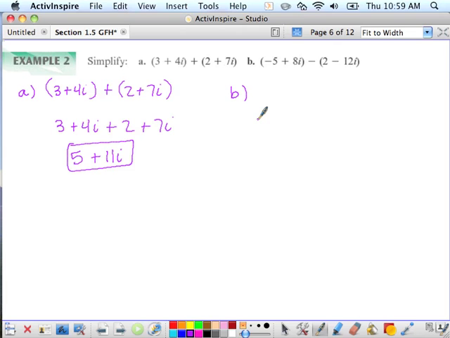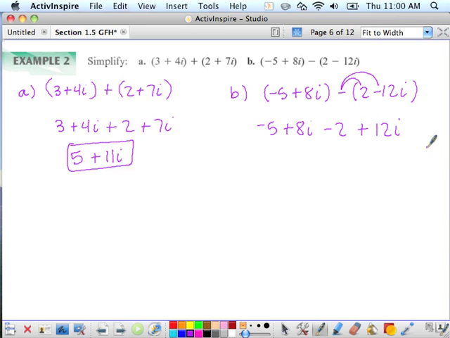On the left, we were being asked to add, but on the right, we're being asked to subtract. Now, with a subtraction problem, the parentheses are important because before you can just drop the second parentheses, what do you have to do? Distribute the negative. Distribute the subtraction or the negative sign. So the first one, we can just drop the parentheses, and we have negative 5 plus 8i. But the second one, we have to distribute the minus to get minus 2, and a minus onto a minus gives us positive 12i. Once we distribute the subtraction, get rid of the parentheses, then we can combine our like terms. Negative 5 plus negative 2 is negative 7, and positive 8i plus 12i is positive 20i.